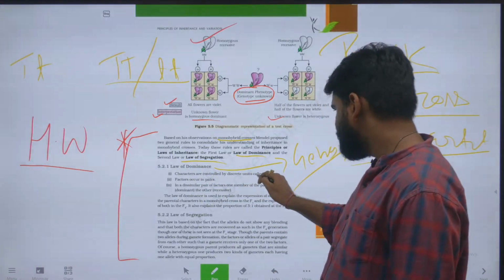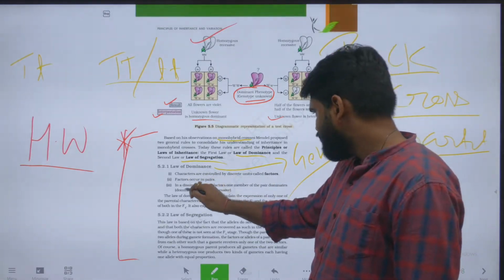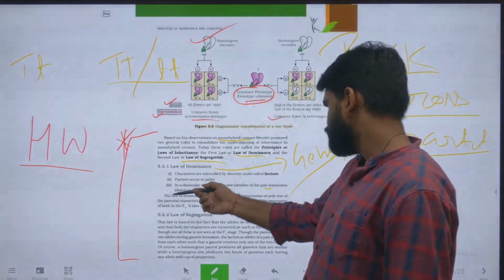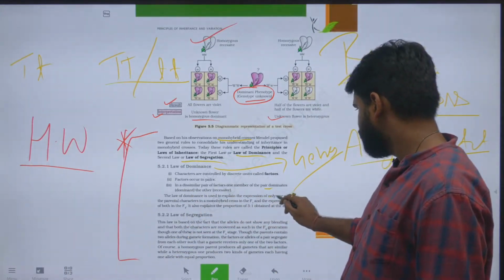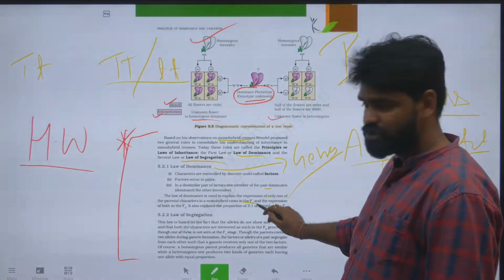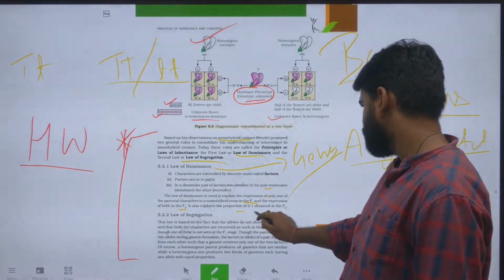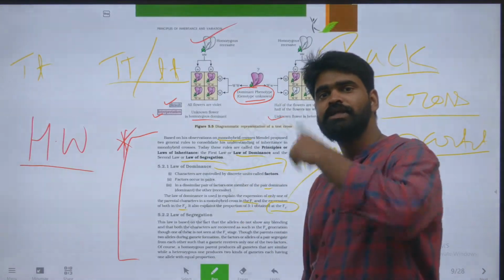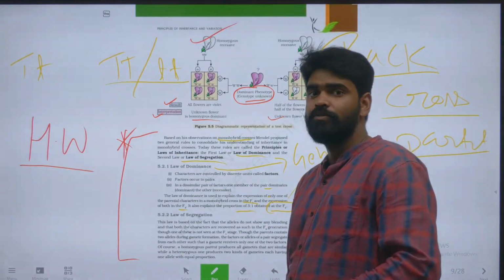Characters are controlled by discrete units called factors. Genes only. Factors occur in pairs, and in a dissimilar pair of factors, one member of the pair is going to dominate and the other is going to be recessive. Right? The law of dominance is used to explain the expression of only one of the parental characters in a monohybrid cross in the F1 generation, and the expression of both in the F2. It also explains the proportion of 3:1 obtained in the F2 generation. So what I told the people, any character which is expressed at F1 is called the dominant character, and this explains the law of dominance.